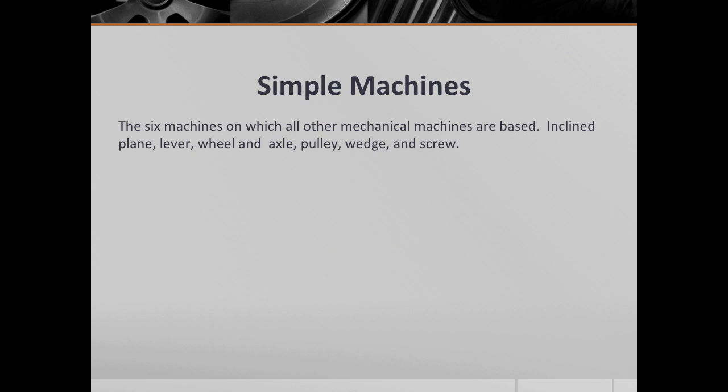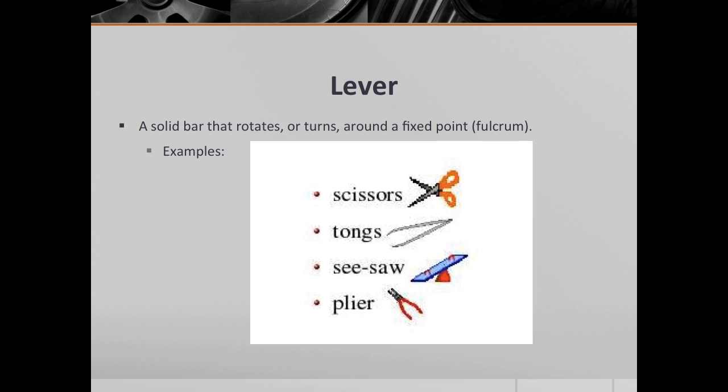Simple machines. The six simple machines on which all other mechanical machines are based include the inclined plane, lever, wheel and axle, pulley, wedge, and screw. A lever is a solid bar that rotates or turns around a fixed point, or a fulcrum. Examples of levers in everyday life include scissors, tongs, a seesaw, and pliers.